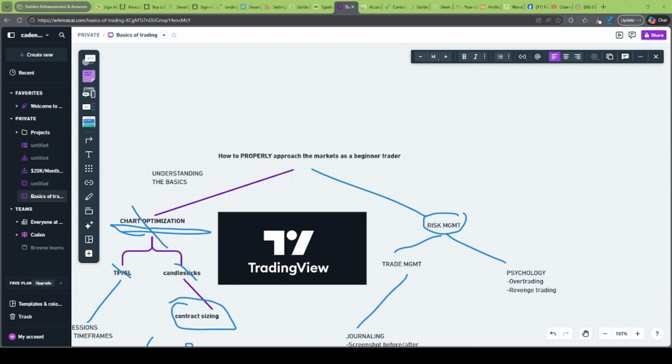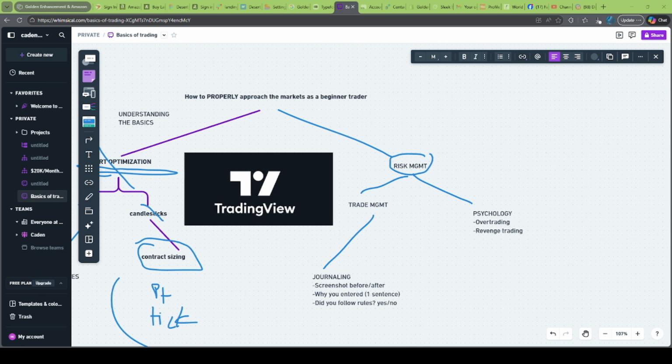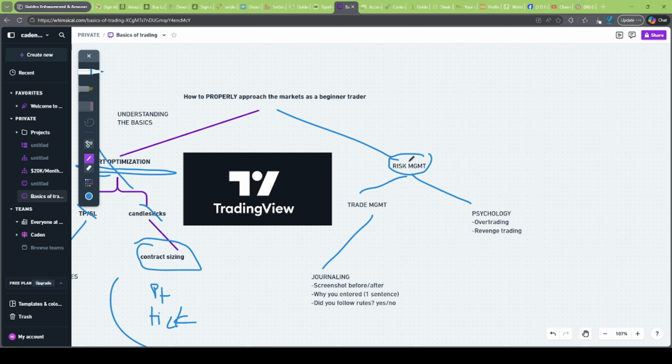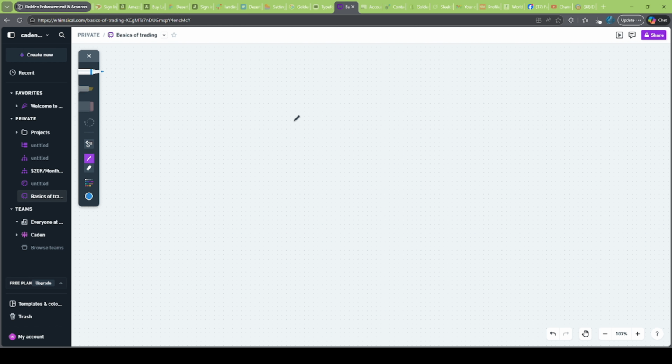So now that we've covered risk management, how much to risk, and it's pretty consistent. There's never really anything that changes with that. We can go over trade management. Now this one is important. So now that we've gone over risk management, let's go over trade management.